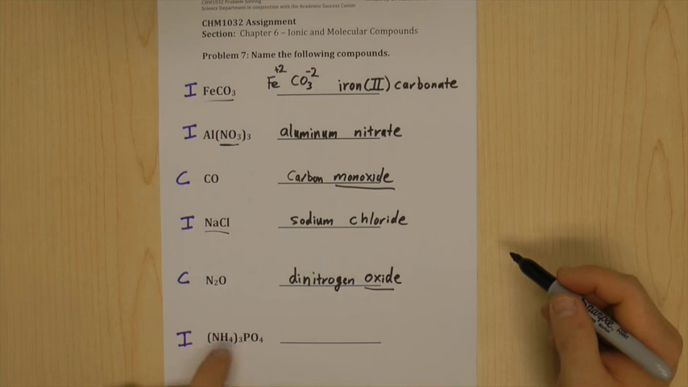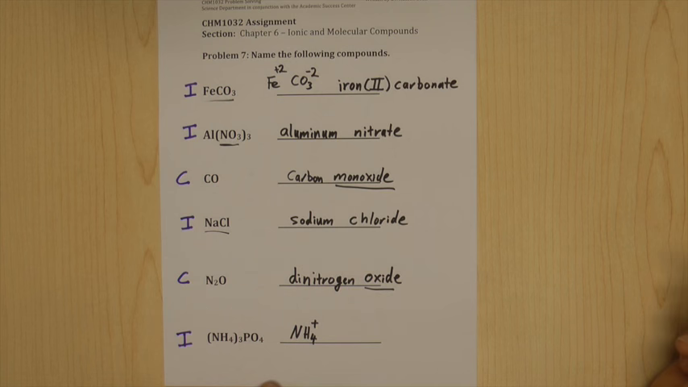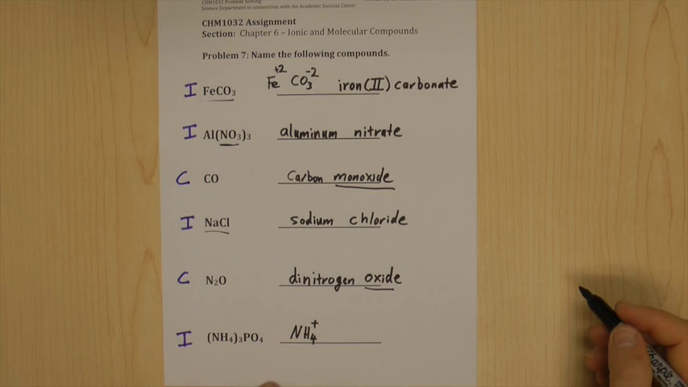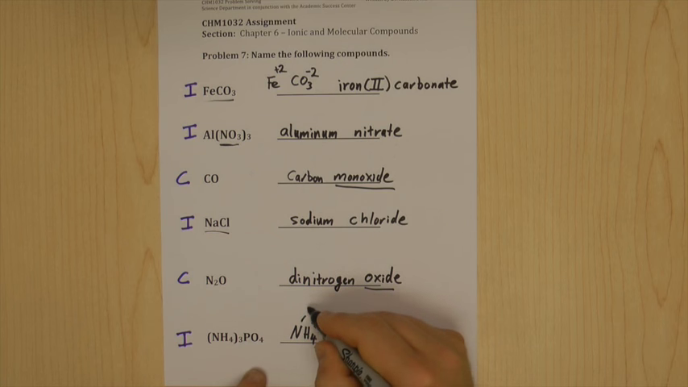And the last one, okay, this is where we get a little bit complicated. So NH4 is on your formula sheet. It looks just like that. NH4 is on the polyatomic formula sheet. It looks just like that. It's called ammonium. This is ammonium.